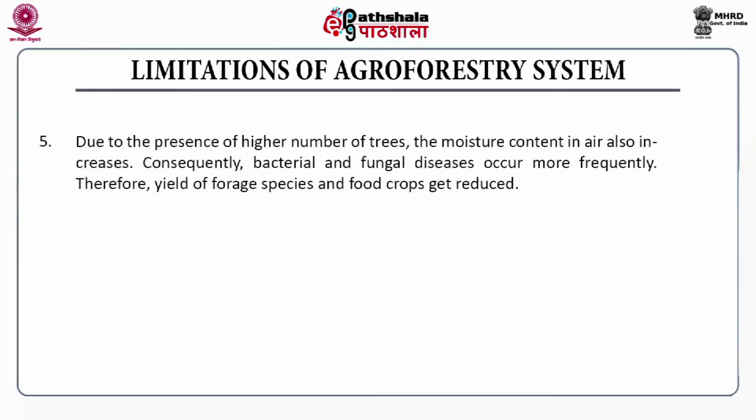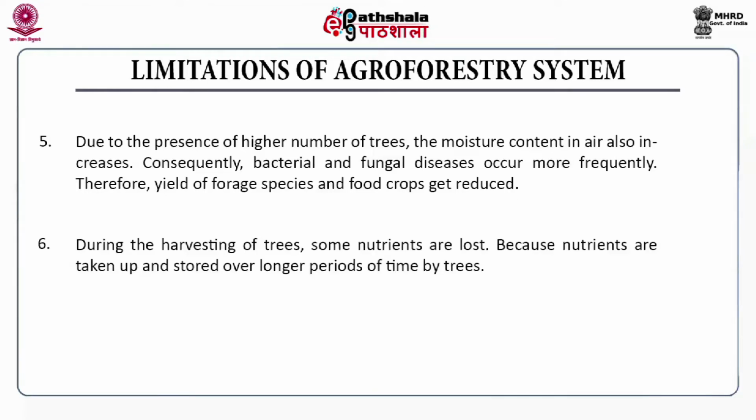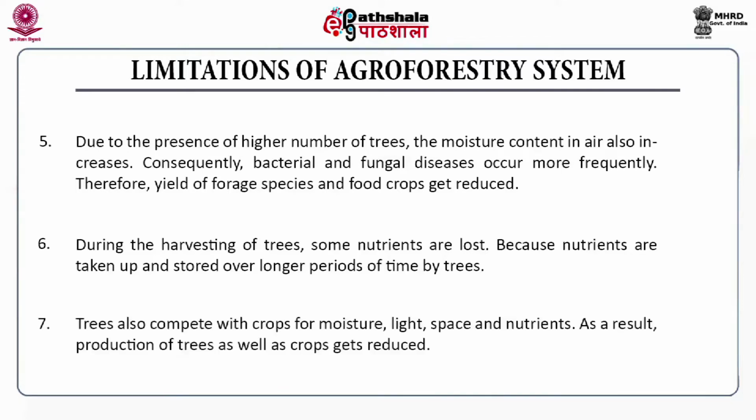The moisture content in air also increases. Consequently, bacterial and fungal diseases occur more frequently. Therefore, yield of forage species and food crops get reduced. During the harvesting of trees, some nutrients are lost because nutrients are taken up and stored over longer periods of time by trees. Trees also compete with crops for moisture, light, space and nutrients. As a result, production of trees as well as crops gets reduced. It means trees are also suffering and crops are also suffering.